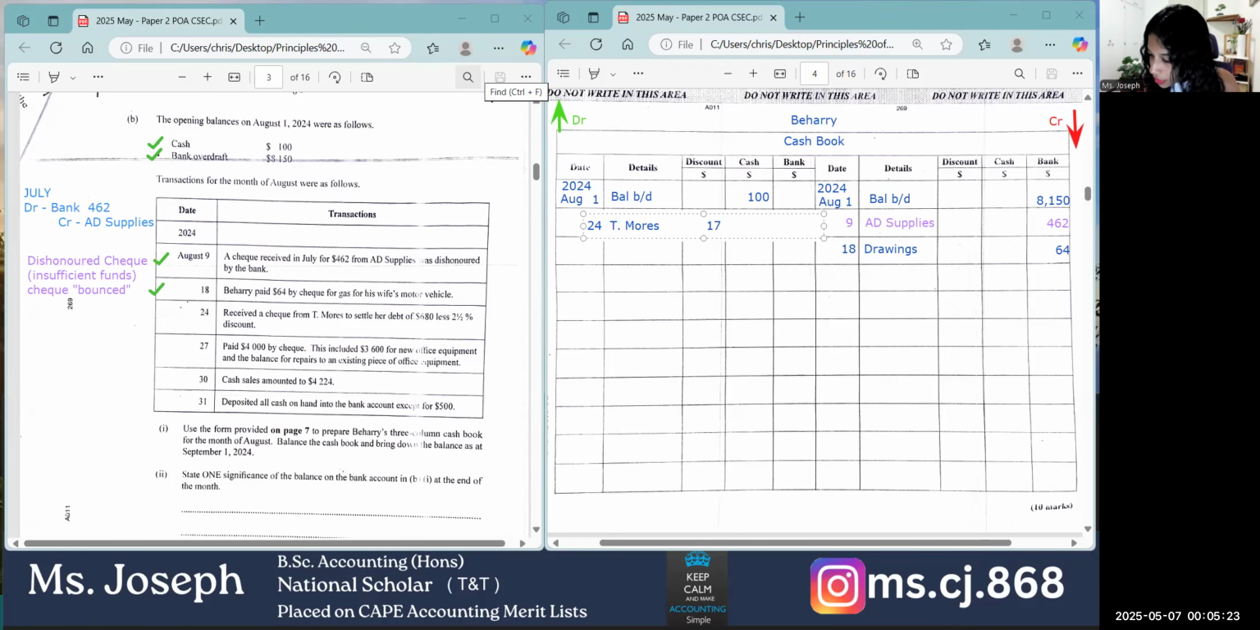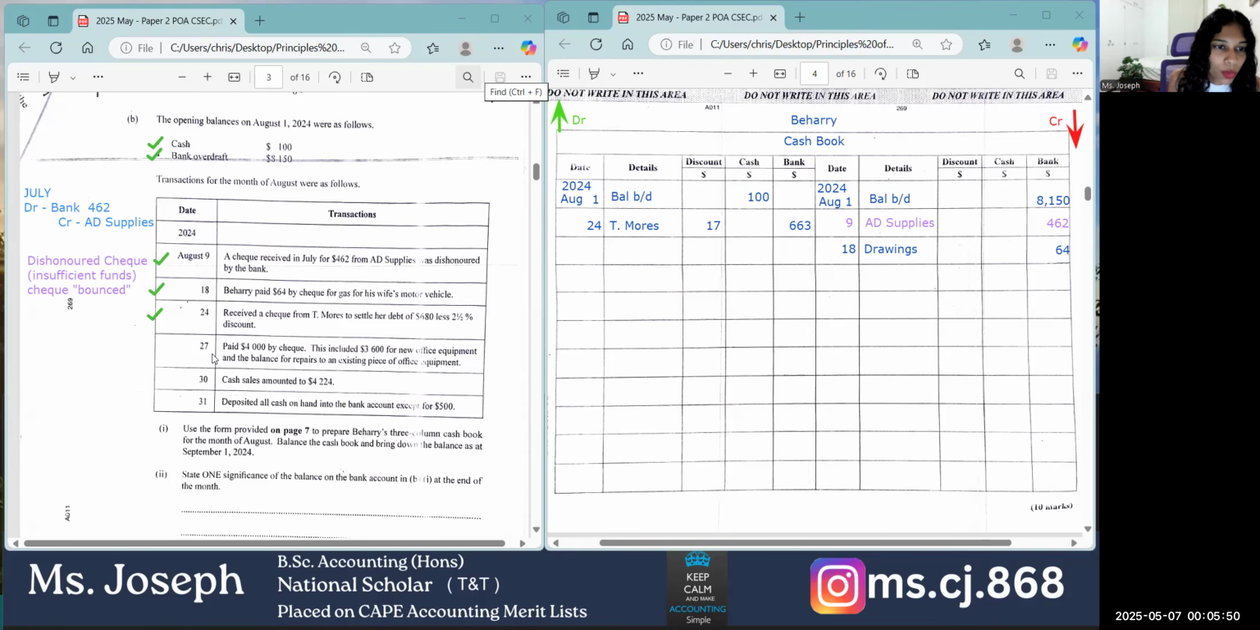Discount is $17, and 680 minus 17, you should get 663. So this is the amount of money we actually received via check. This is discounts allowed because it's on the debit side, it's an expense to us.